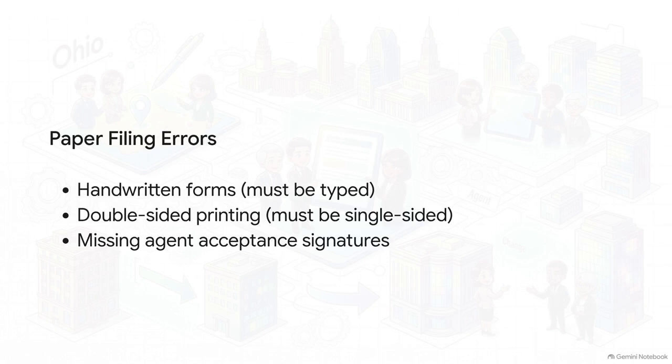First up, the form must be completely typed out. Actually, scratch that. It doesn't just have to be typed. If you handwrite it, it's an automatic rejection. Second, it has to be printed single-sided on standard 8.5 by 11 paper. They systematically throw out double-sided forms. And finally, whatever you do, do not forget the incoming agent's signature.